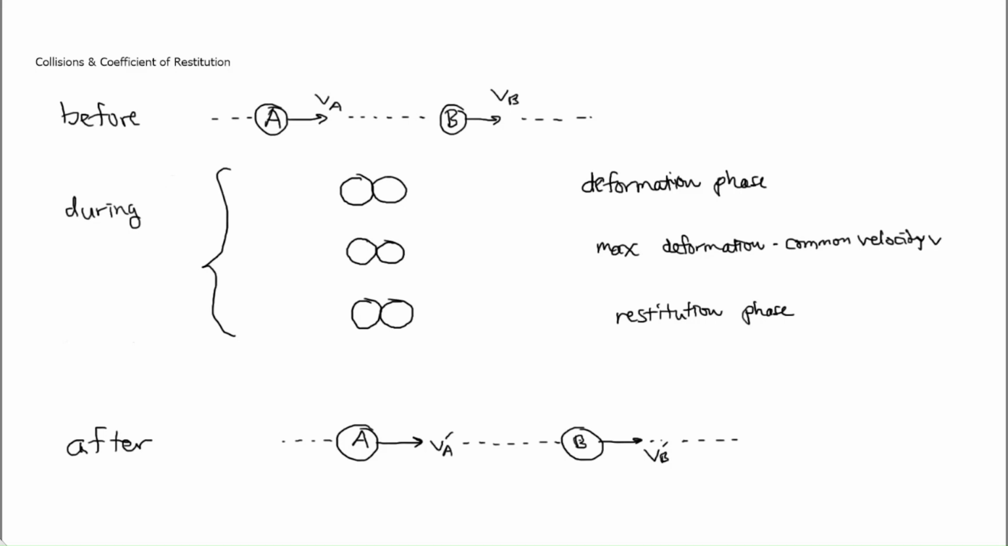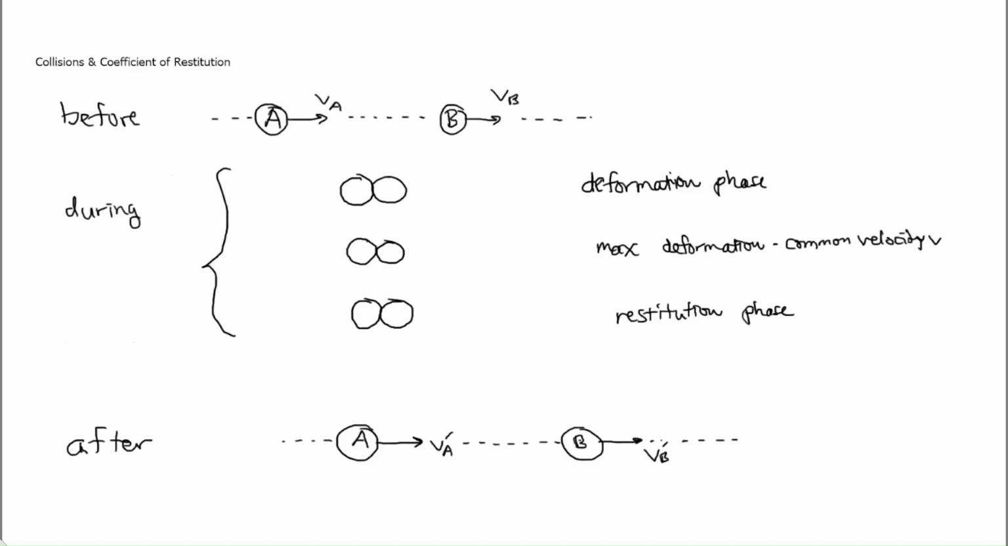But if not, you'll probably learn something if you keep watching. Before a collision, let's suppose everything's happening along a common line in one dimension. Before a collision, let's suppose we have object A with velocity v sub a approaching object B with velocity v sub b. Maybe both are moving to the right. If B is moving to the left, we'll just use a negative value for its velocity.